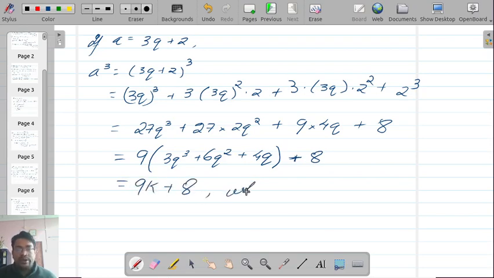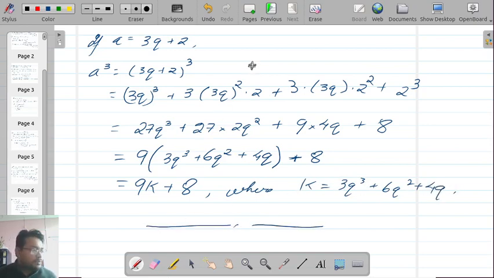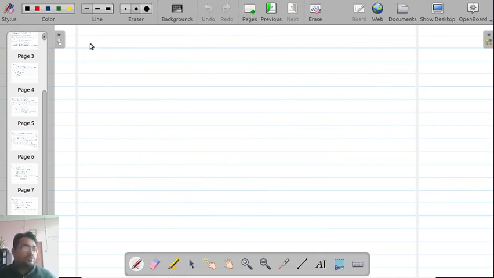So I can write it in the form 9k plus 8. Where what is this k? k is equal to 3q cube plus 6q squared plus 4q. Please check the calculations. So we have shown that the cube of any integer is of the form 9k, or 9k plus 1, or 9k plus 8.